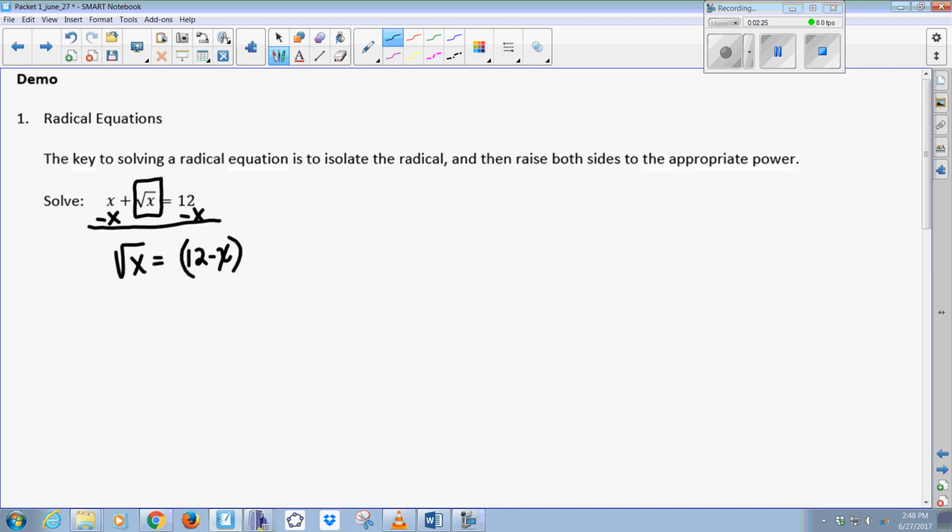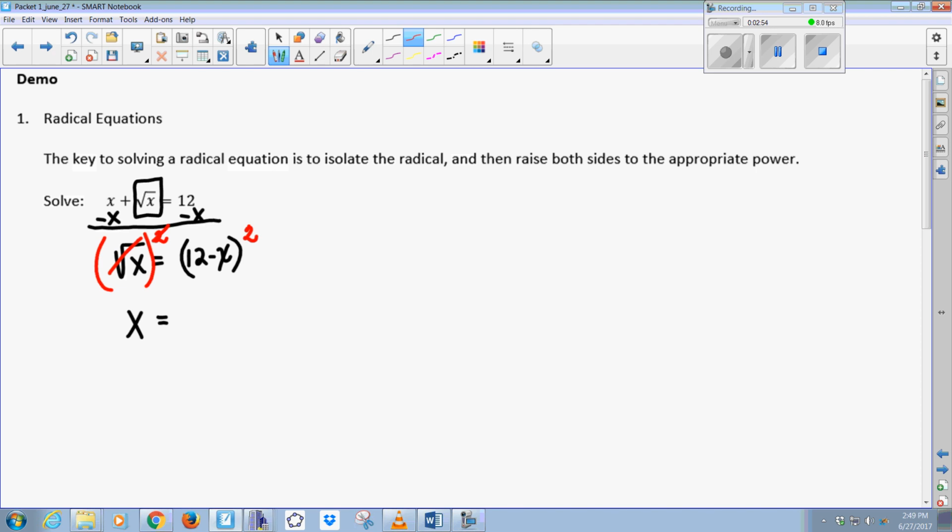Now our goal is to get x equals something. And right now we have the square root of x. So the way we get to x is we undo the square root of x by squaring it. When we square the square root of x, the squaring and the square root, since they're inverses of each other, brings us back to x. But remember, whatever you do to one side, you must do to the other side.